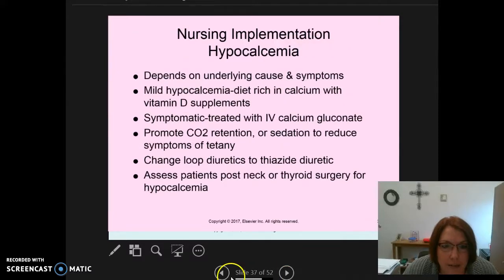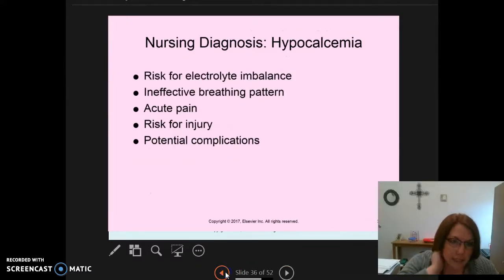So with hypocalcemia, we're going to be looking at risk for electrolyte imbalances, okay, related to decreased PTH levels. So if you have individuals that have parathyroid surgeries and things like that, these are our ones that are at risk for hypocalcemia and having the spasms and the tetany and the Chvostek's. Ineffective breathing pattern related to the laryngospasms, which is, again, indicative of hypocalcemia. Acute pain related to sustained muscle contraction. Okay, they will have some muscle contraction if they have hypocalcemia.